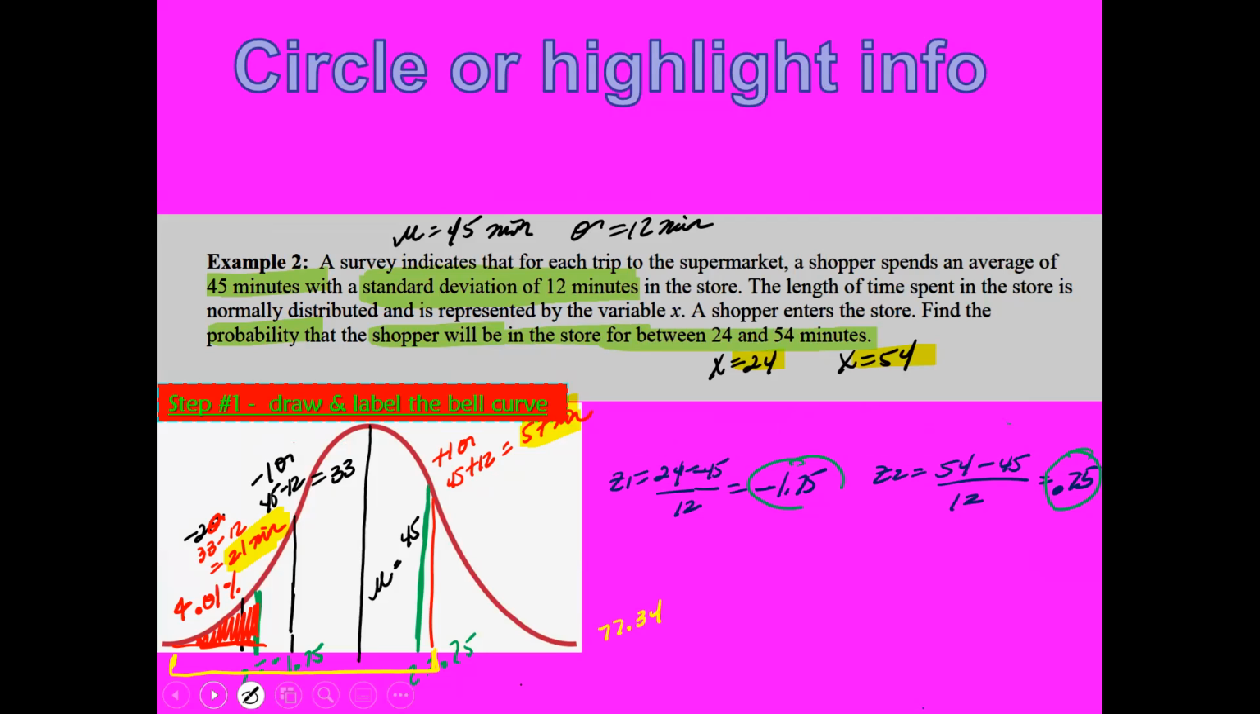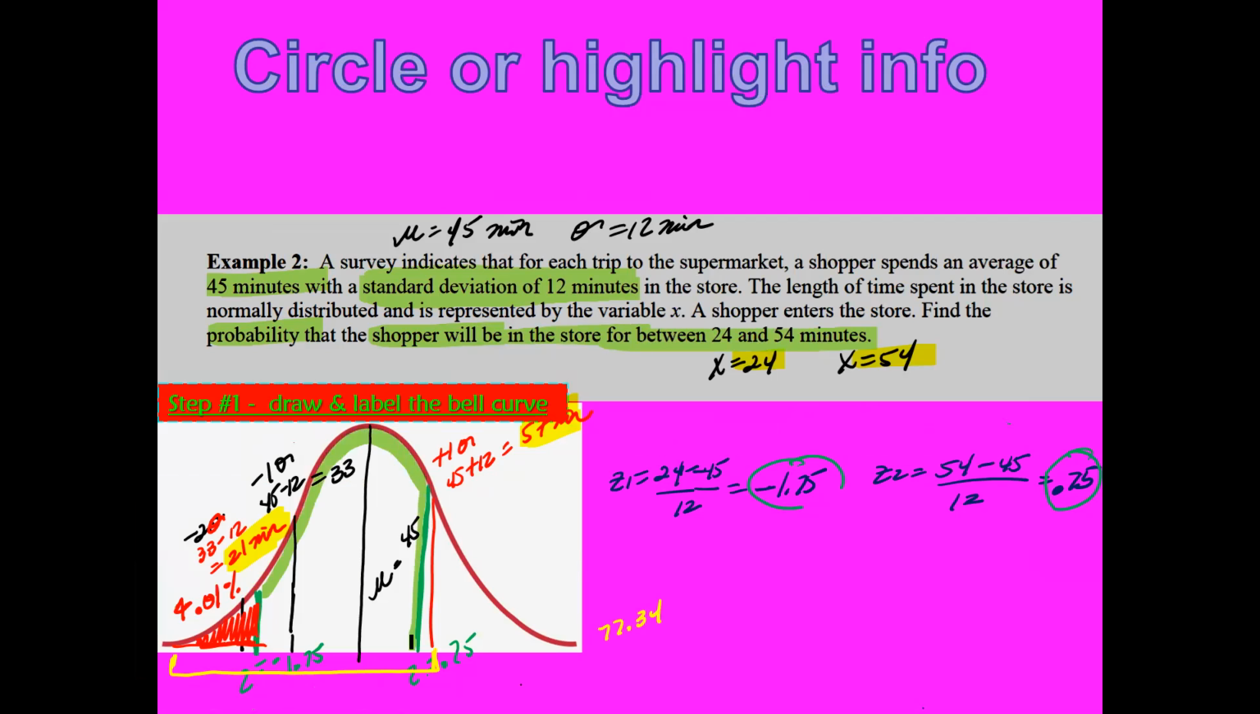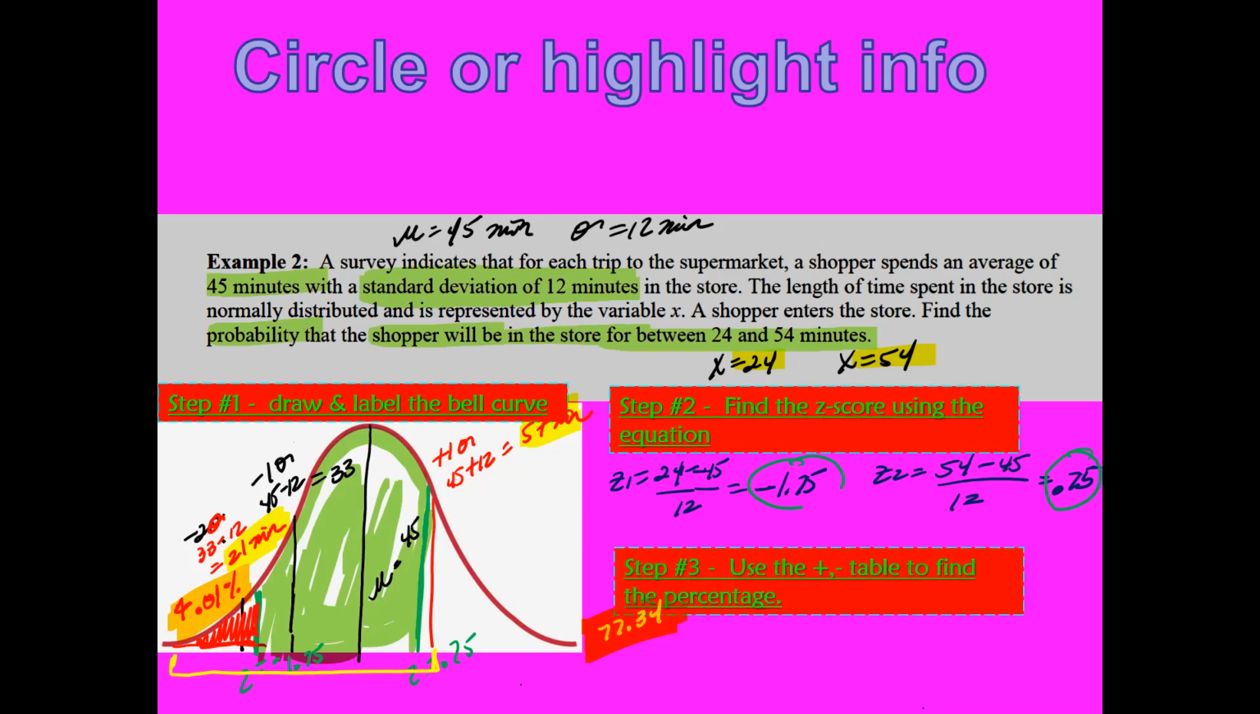Okay. Now remember, you just want that little region in between them. So that little region in between them is this green area right here. So what percentage is that going to be? And remember yesterday when we talked about if you have these two numbers, in this case 4.01 and 77.34, how are we going to find that green region? Remember we said we're going to subtract them? Yeah, so you're going to take 77.34 minus 4.01, and you're going to get 73.33. So your answer is 73.33%, and that is the green region.